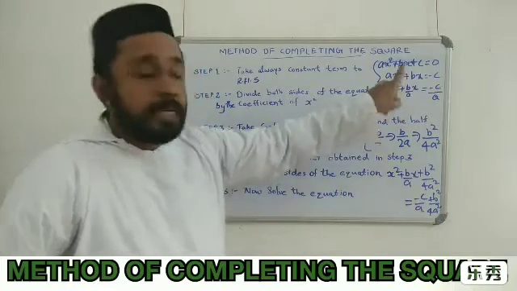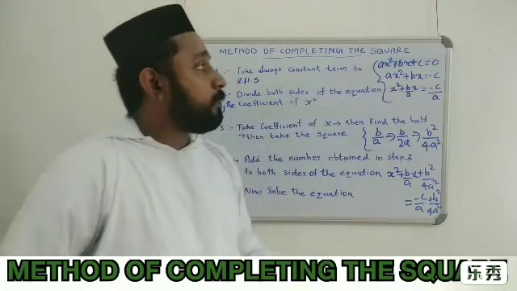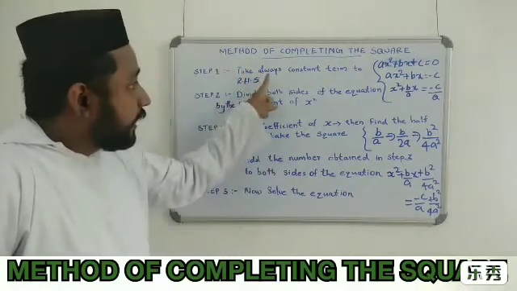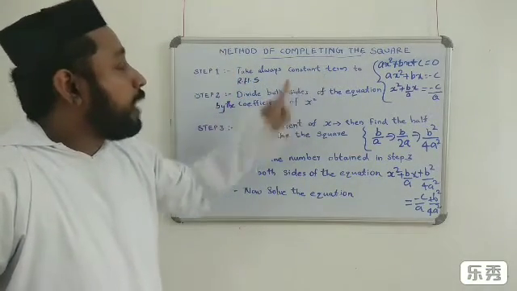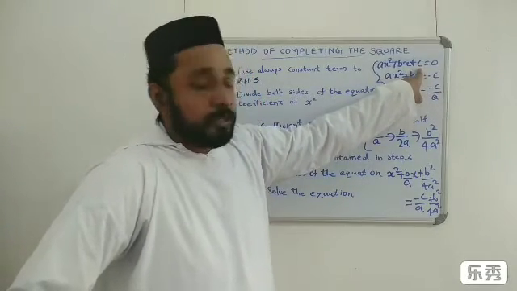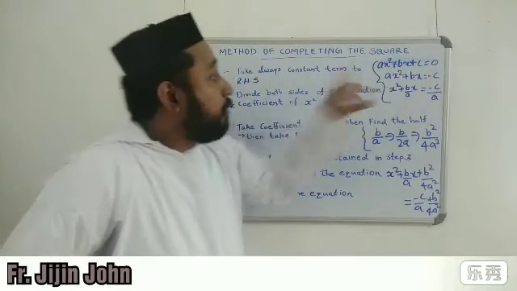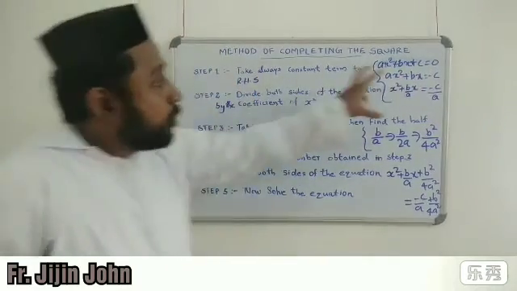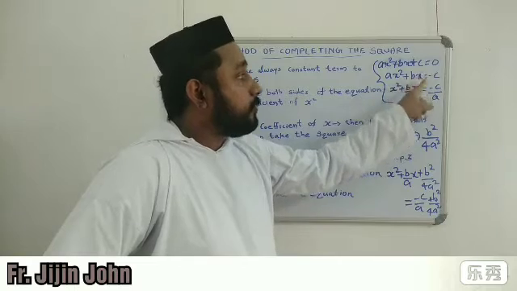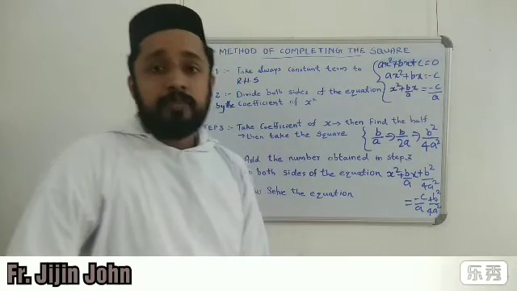We know that the general form of a quadratic equation is ax² + bx + c = 0. The first step is to take the constant term to the RHS. In this equation, here is x², here is x, and this is the constant term. So the first step is to move the constant term to the RHS. That is ax² + bx = , when +c goes to the RHS, it becomes -c. That is the first step.